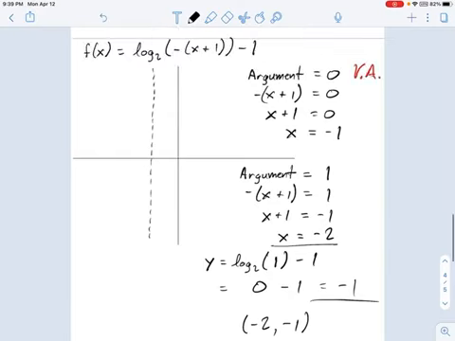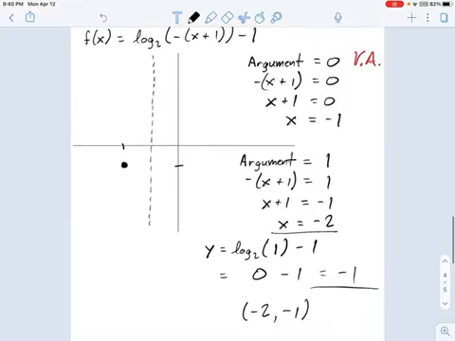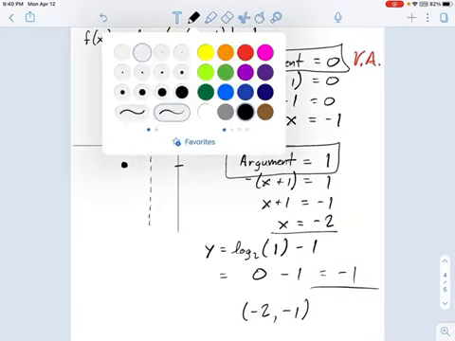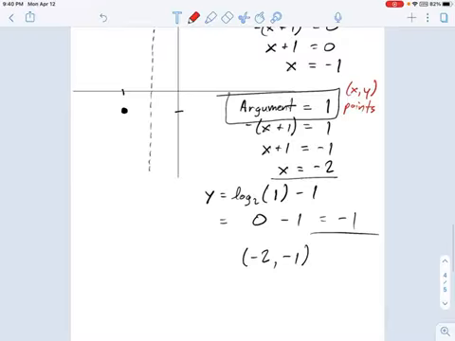And what we do is we come over to this graph, and we say, okay, there's x equals negative 2, here's x equals negative 1. We put this point on the graph. So now there's only one more thing to do. We've evaluated where the argument is 0. That's a vertical asymptote. We've evaluated where the argument equals 1. That is one of the xy points. And now we're going to evaluate where the argument equals the base.